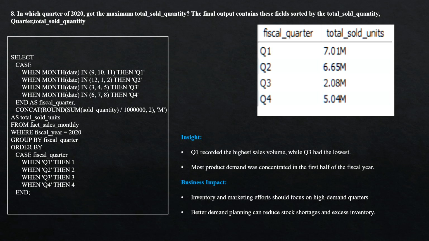So inside I found quarter 1 recorded the highest sales volume while quarter 3 had the lowest. Most product demand was concentrated in the first half of the fiscal year. In the business impact, the inventory and marketing efforts should focus on high demand quarters, and better demand planning can reduce stock shortage and excess inventory.